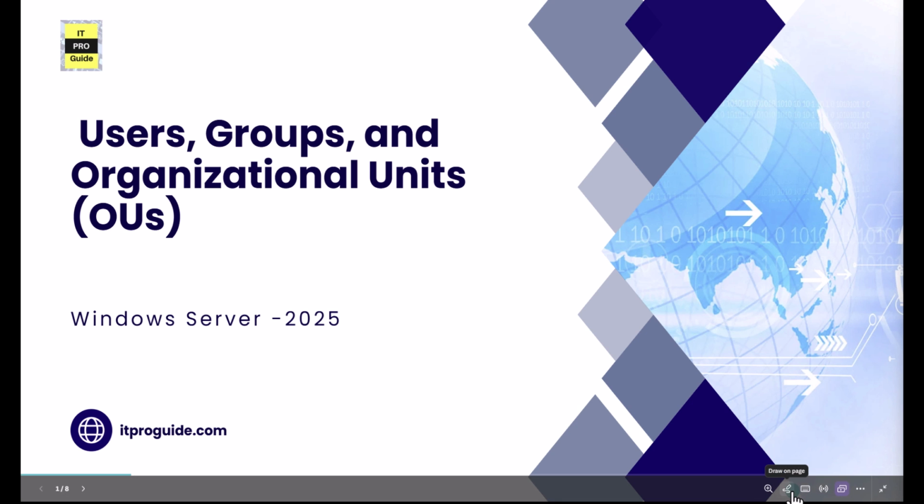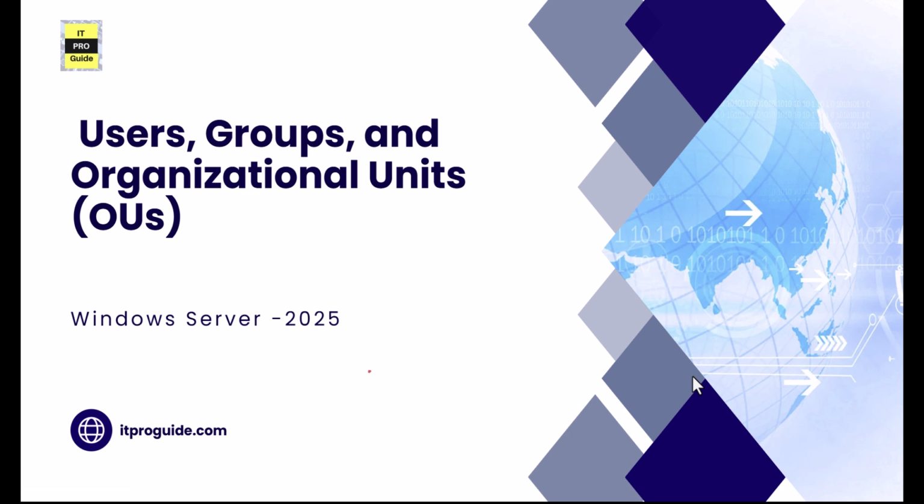In this session, we will learn how to manage users, groups, and organizational units, or OUs. In Active Directory, these are the most frequently used objects and are essential for identity and access management in any organization. Let's start with the user accounts, users in Active Directory.